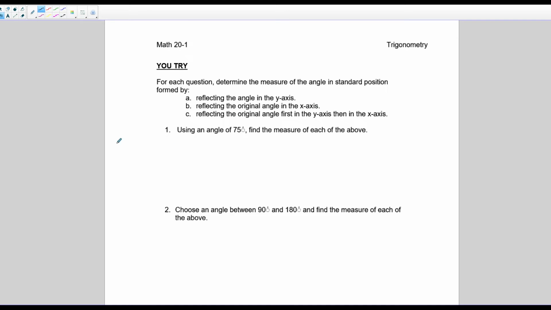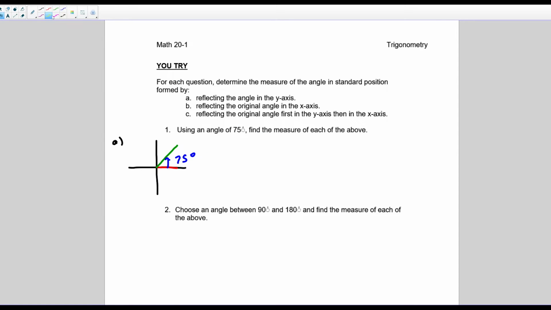Here on this page, we're going to play around with the idea of reflecting our angles in some of the axes to figure out what our angles in standard position are going to look like. So starting off with 75 degrees, we're going to reflect the angle in the y-axis. Let's start us off by drawing our initial arm. And since we're working with 75 degrees, I'm going to draw it here in this quadrant. And we can see that we have 75 degrees right there.